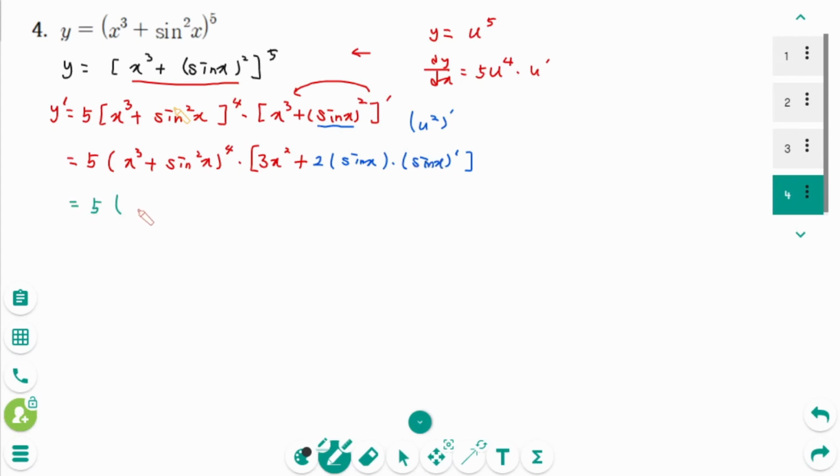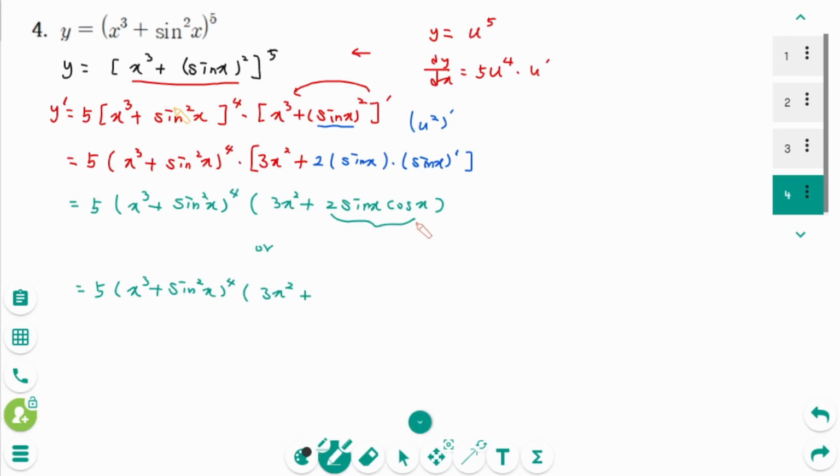Equals 5 times x cubed plus sine squared x to the power of 4 times 3x squared plus 2 sine x times sine x prime is cosine x. This is the final answer, or we can rewrite as 5 times x cubed plus sine squared x to the power of 4 times 3x squared plus 2 sine x cosine x is sine 2x.